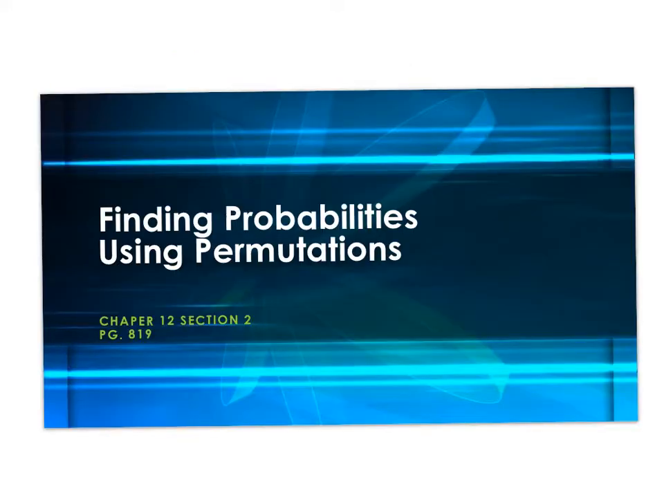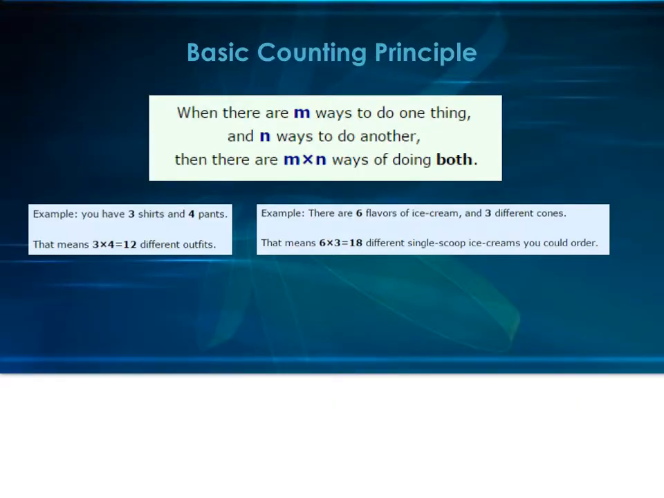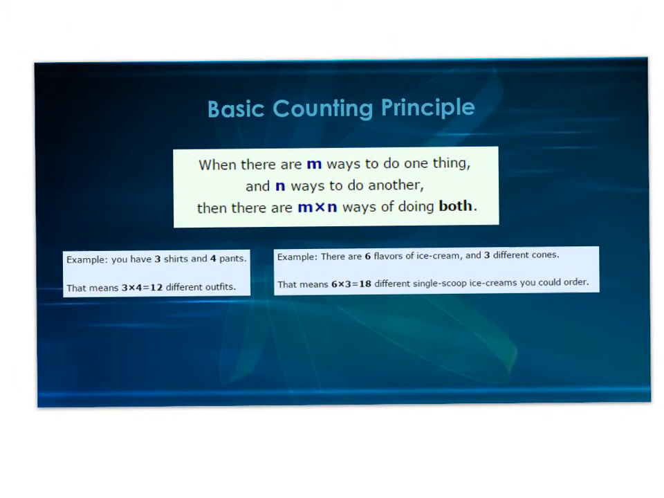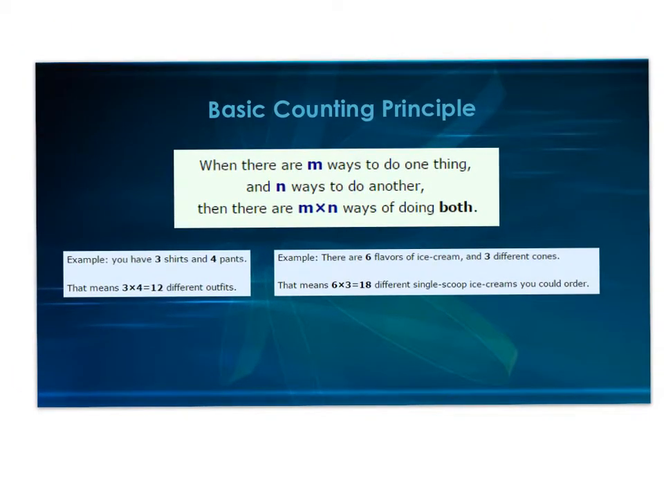All right, so 12.2 is called finding probabilities using permutations. Starts with the basic counting principle. So the basic counting principle says when there are m ways to do one thing and n ways to do another thing, then there are m times n ways of doing both. So we kind of talked about this a little bit yesterday. If we were trying to figure out what the sample set is, and we flip a coin and we roll a die, the coin has 2 sides, the die has 6, we would do the 2 times the 6 to figure out what the sample space was.